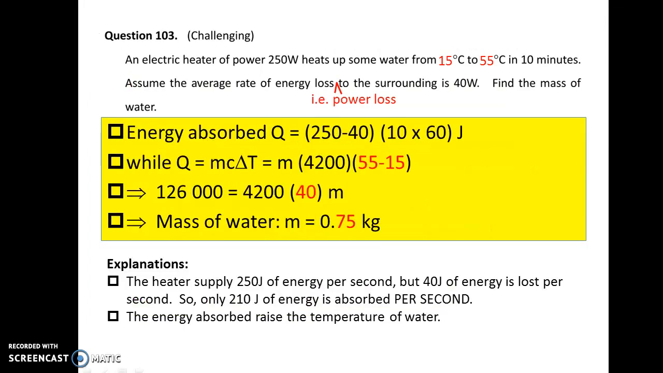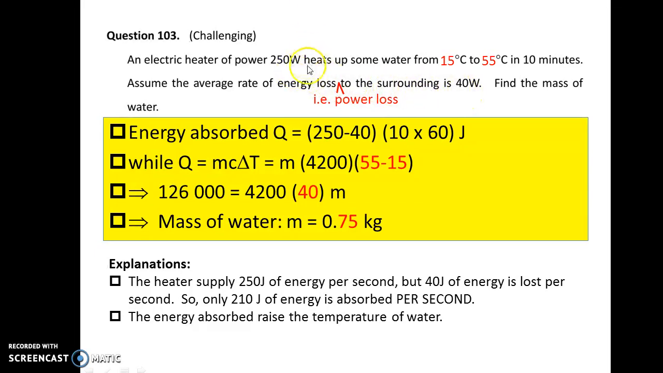Question 103. So in this question, there is an electric heater of 250 watts, while there is also a power loss of 40 watts. Simply speaking, the power that is heating the water is only 210 watts. So, with this 210 watts, multiplied with the time taken in seconds, this is the energy supply to the water, Q. And this Q equals mc delta T, so that you may find the mass m, 0.75 kg.